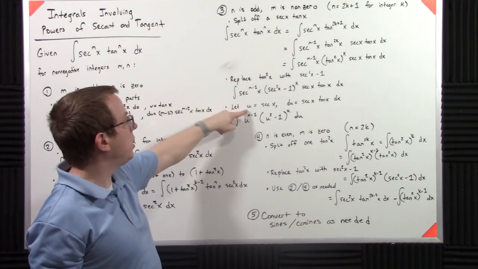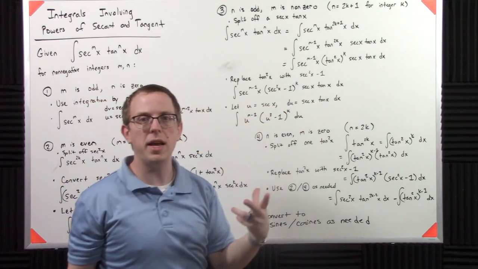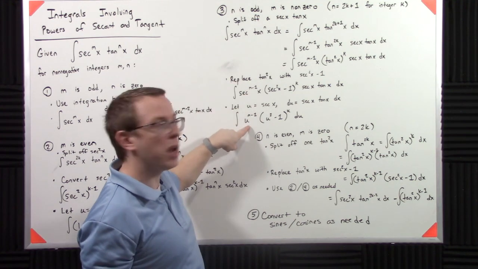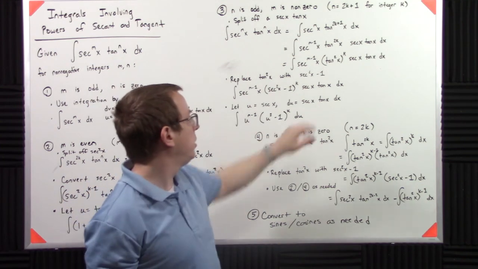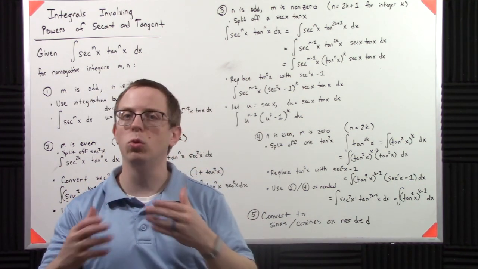So now here we let u be equal to secant x. Its derivative is secant of x tangent of x dx. So then this becomes u to the m minus 1. This becomes u squared minus 1 to the k du. That's a polynomial. Polynomials, you can do the power rule. You're done.